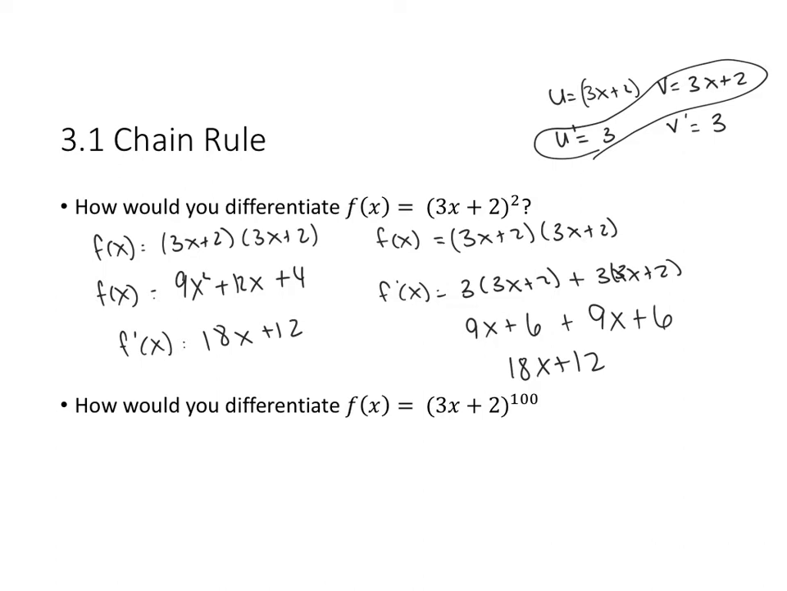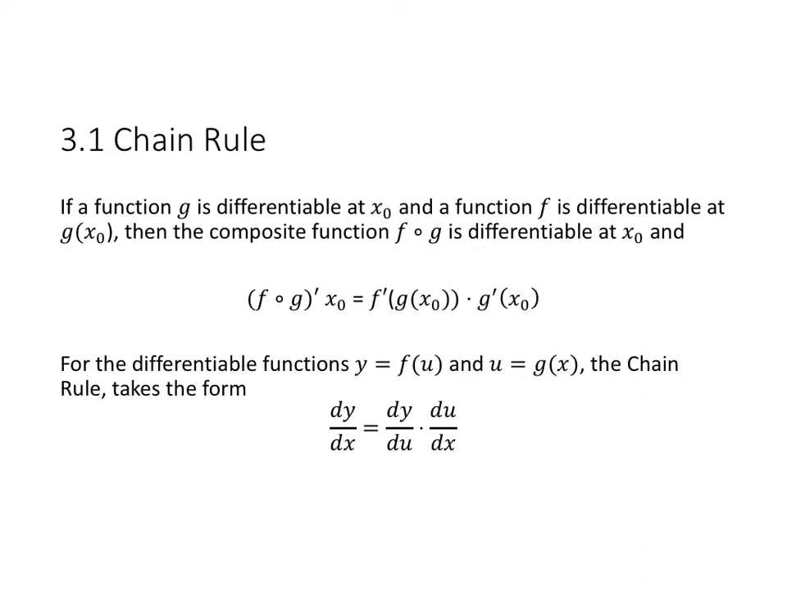The chain rule is much more geared toward these higher powers, and it lets us solve these with a lot of ease. So this is going to be another rule that I'm going to read to you what the book's definition is, and then we're just going to talk about what it means. So if a function g is differentiable at x naught, and a function f is differentiable at g of x naught, then the composite function f of g is differentiable at x naught, and (f of g) prime equals f prime of g of x times g prime of x.